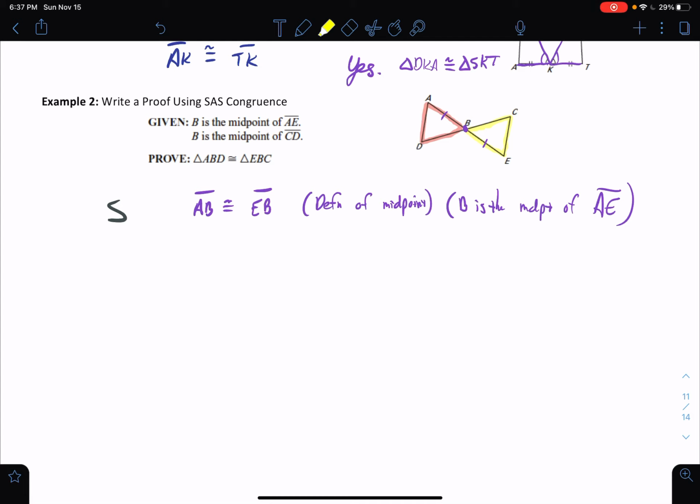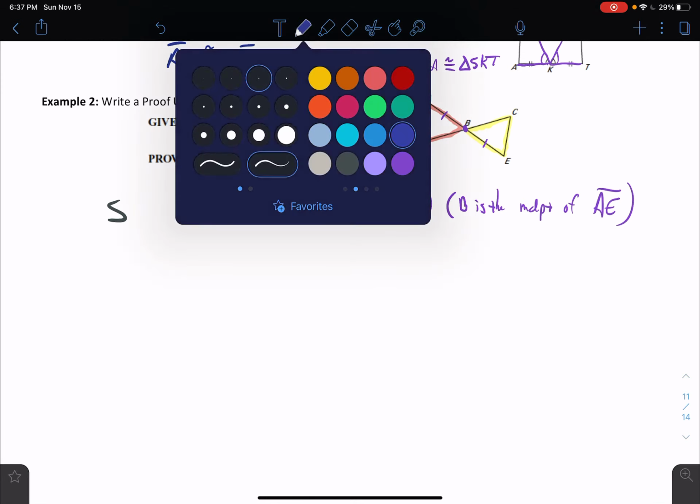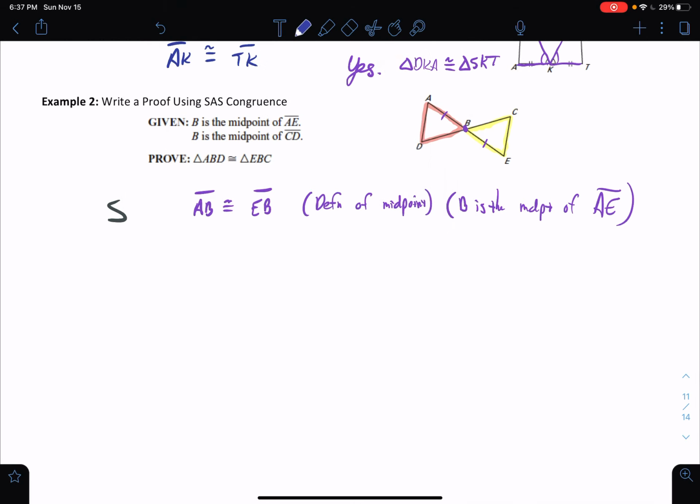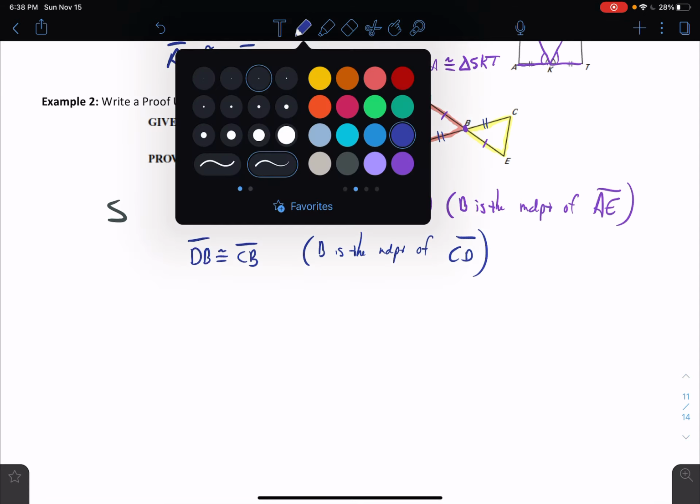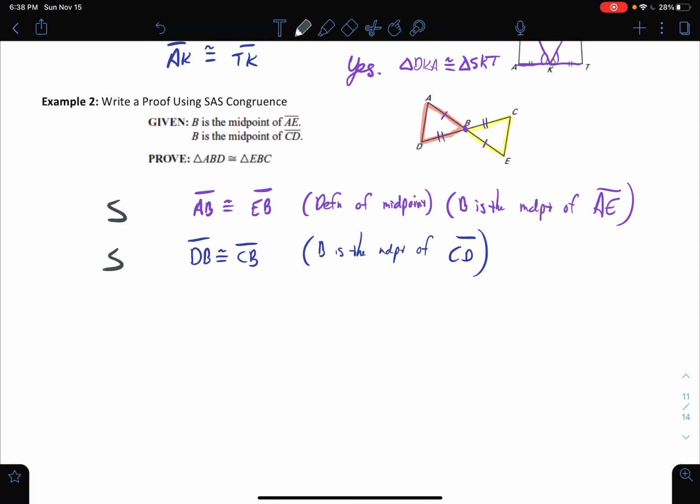All right, now let's use our next given. In our next given, we're saying that B is the midpoint of CD. So B also cuts this segment in half. Without that given, I could not assume that. All right, but because I'm telling you that B is the midpoint of CD, I can say that DB is congruent to CB. And that's because B is the midpoint of CD. All right, now what does that tell me between these two triangles? They have another side that is congruent. All right, so I've used all my givens.